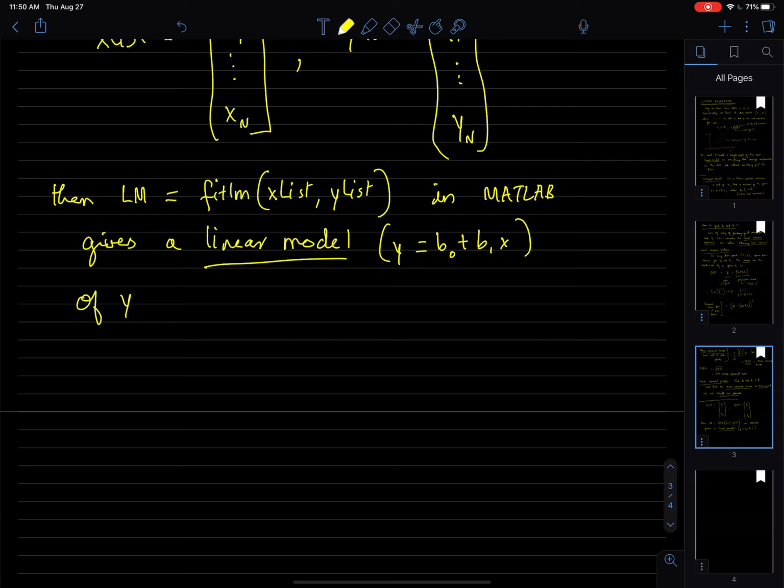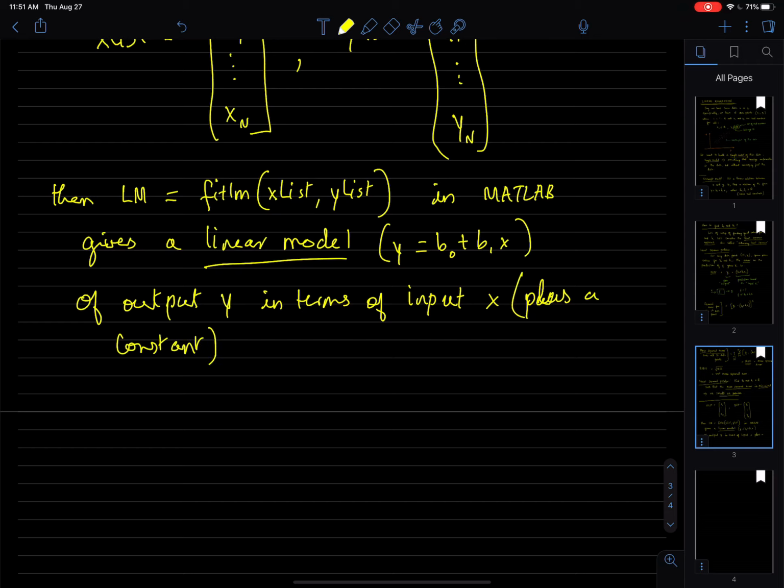A linear model of output y in terms of input x, that's just one input, plus a constant. The plus a constant usually comes with the linearity of the model, but maybe sometimes it's worth saying that there is a constant as well. There is this constant term b naught. Sometimes having this constant term is called an affine model. Affine is another word.